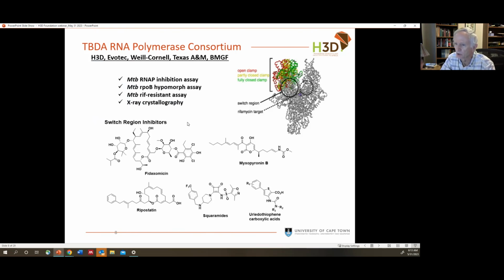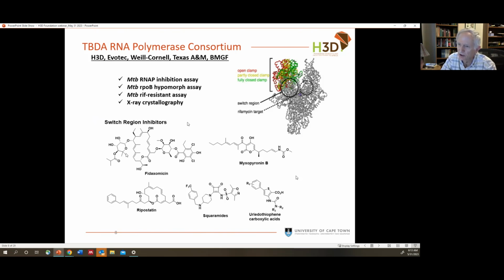I'm showing here some structures of switch region inhibitors, and switch region inhibitors bind differently over here, and there's kind of a part of the protein that opens and shuts that's allowing DNA and RNA in. So this binds differently than where rifampicin binds, and these compounds are not cross-resistant to rifampicin. They haven't been used or are not appropriate for using clinically for treatment of TB.